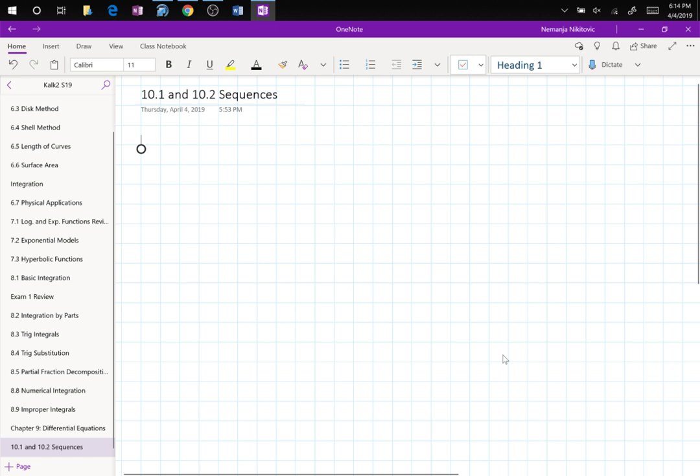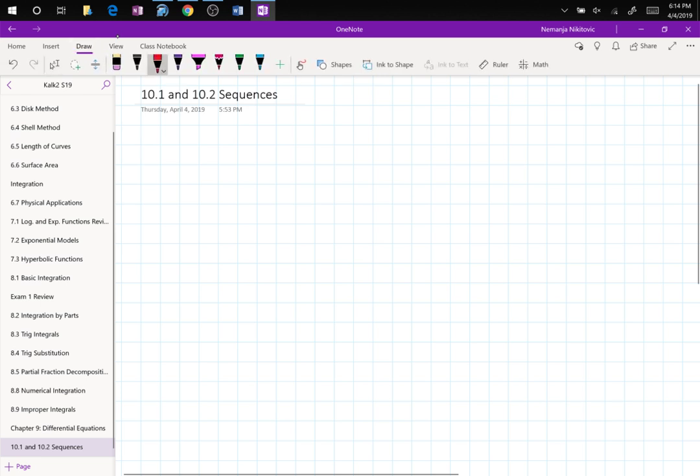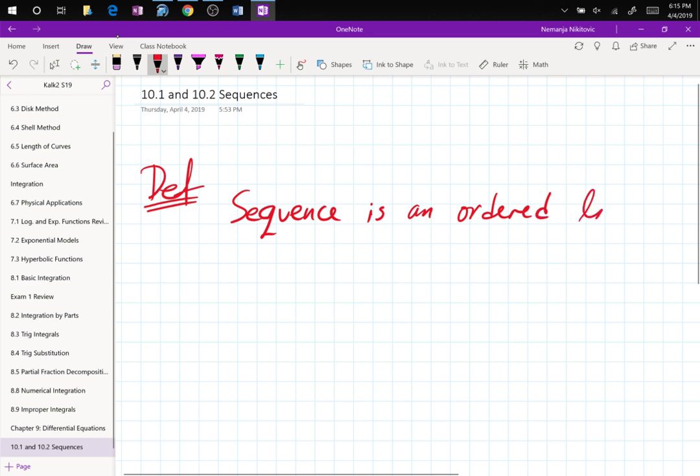So let's go and talk about sequences. The first definition of the day is going to be, what is a sequence? A sequence is an ordered list of numbers. Emphasis on the word ordered.